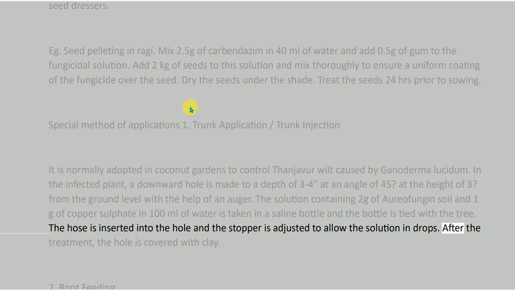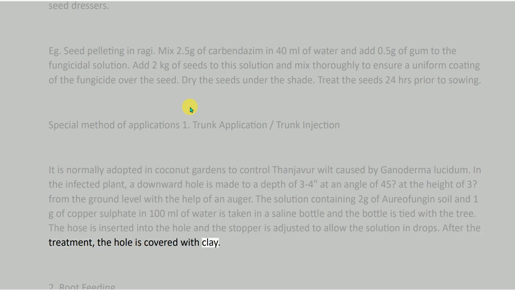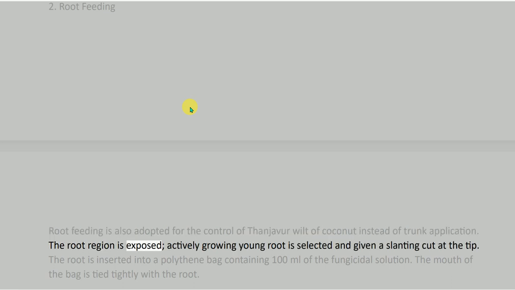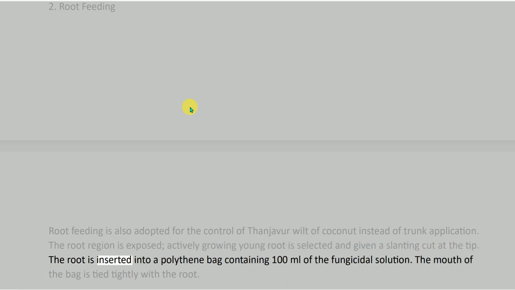2. Root feeding. Root feeding is also adopted for the control of Tanjavur wilt of coconut instead of trunk application. The root region is exposed, an actively growing young root is selected and given a slanting cut at the tip. The root is inserted into a polythene bag containing 100 milliliters of the fungicidal solution. The mouth of the bag is tied tightly with the root. 3.